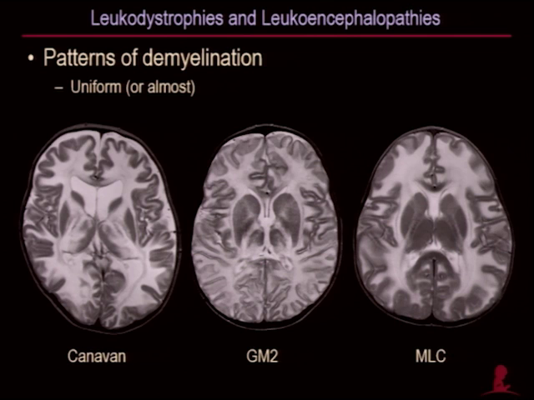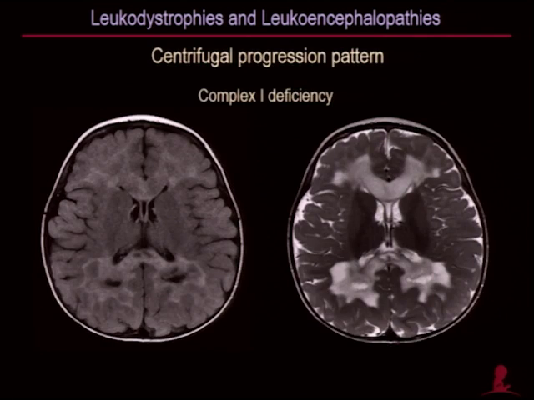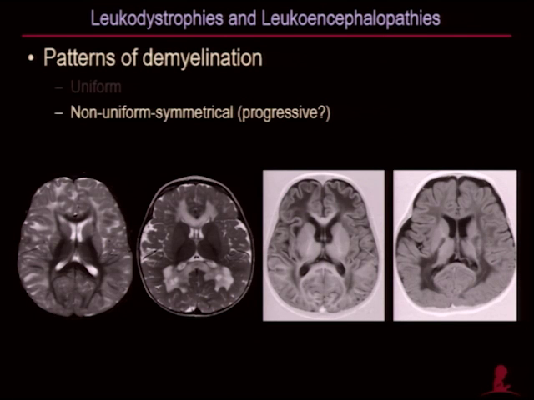For example, uniformity or non-uniformity of the white matter involvement, and here you see three examples in which it's almost uniform. I mean, there may be some myelin left in the corpus callosum in some of the areas in the deeper structures, but it's a very uniform involvement of the cerebral hemispheres. But look at this one, for example, here, these cases, the involvement is non-uniform.